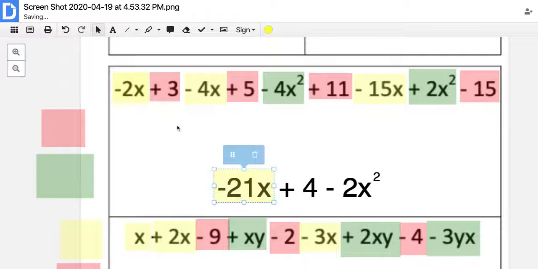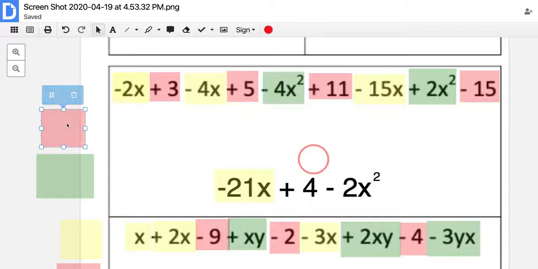My next like terms will be positive 3, positive 5, positive 11, and negative 15. So remember, always color code the sign that is in front of that number. Okay, so 3 plus 5 plus 11, all of them are the same sign, so I have to add them. And then I have to subtract 15, which gives me positive 4.